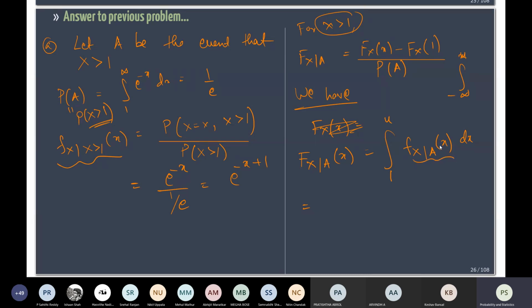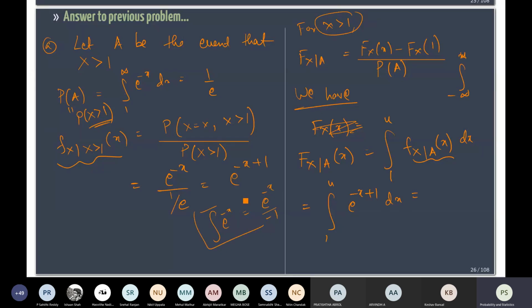Okay, so f of x given the conditional. This formula we have e to the minus (x plus 1), so the integral from 1 to x of e to the minus (u plus 1) du. So what is the integral of e to the minus x? What do you recall? The integration of e to the minus x is e to the minus x divided by minus 1, isn't it?